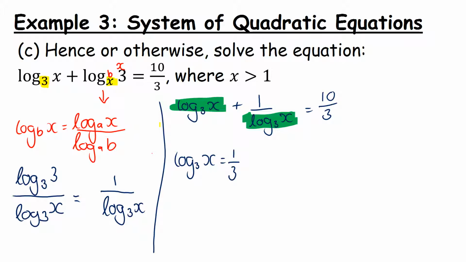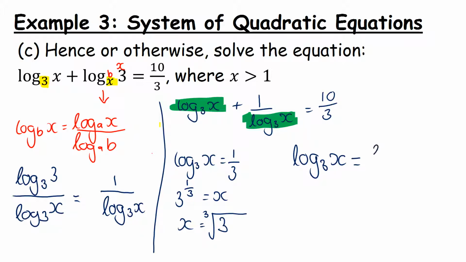Okay, so we're using the formula at the top of the right hand side of the page to work out how that looks as an indice. So we have 3 to the power of a third equals x. So x is equal to the cubed root of 3. And that's one of our answers. The second answer, we're going to work out using the second answer we got in part A, which was 3. So this is 3 to the power of 3 is equal to x. So x is equal to 27.